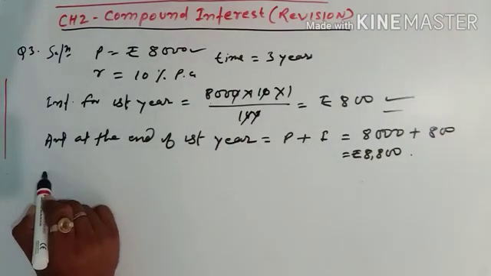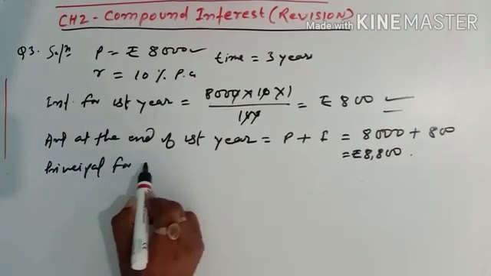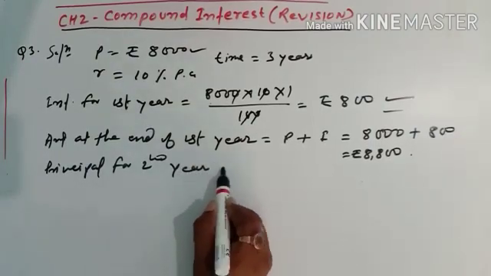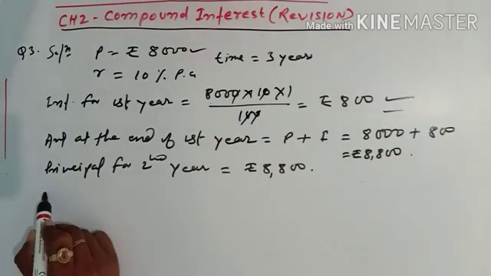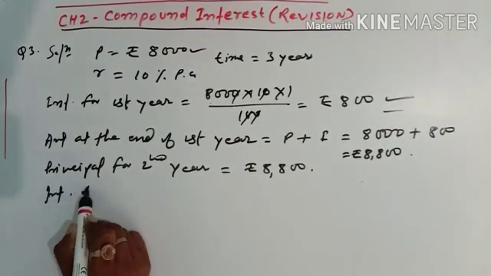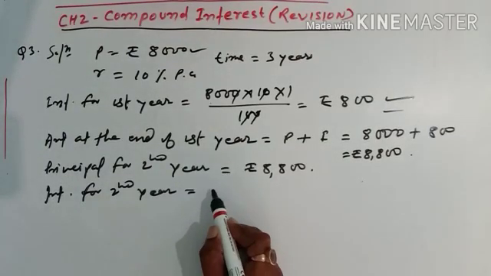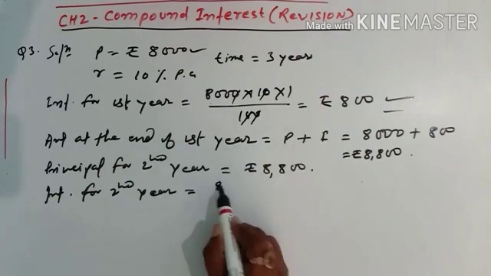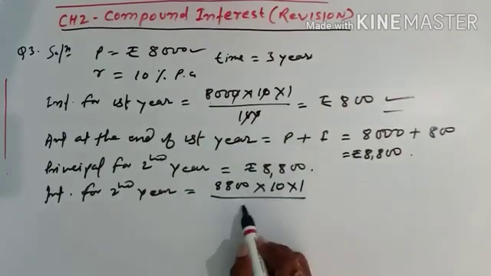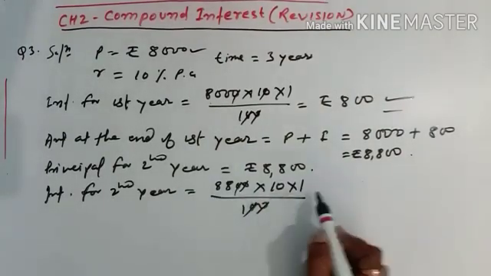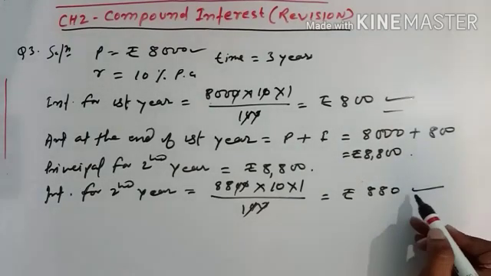So here you write principal for second year, it would be rupees 8,800. Now you calculate interest for second year. Now again use the formula of SI. Principal, that is 8,800, rate is 10%. Now again for 1 year, just you calculate. It's very simple. So it's 880. This is the interest for the second year.